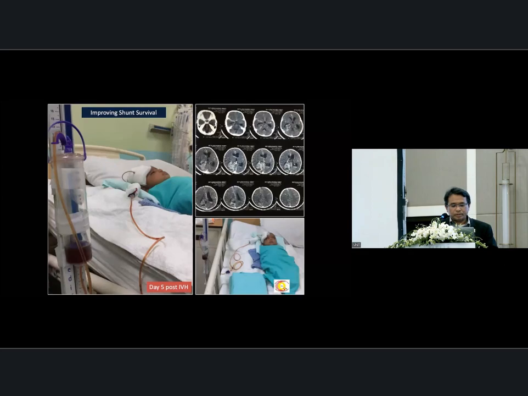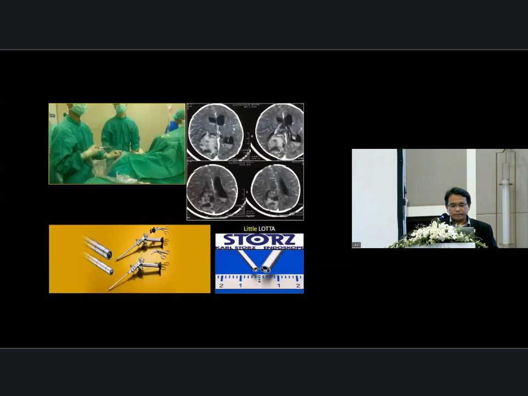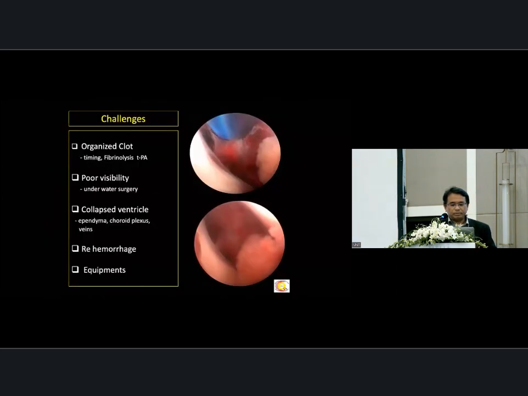So this is an example of day 5, a child. We had a post intraventricular hemorrhage. So the challenge that when you remove a clot, they are usually organized. There are a lot of studies that use fibrinolytic agent like urokinase to liquefy it. But at the same time, in the intraventricular hemorrhage, usually you have poor visibility, and then the ventricles sometimes collapse because of the clot filling up. Actually, even though there is hydrocephalus, but it mixed with clot as well as the large ventricle. So rehemorrhage can happen, especially those who are uncontrolled hypertension, and you need a special equipment.